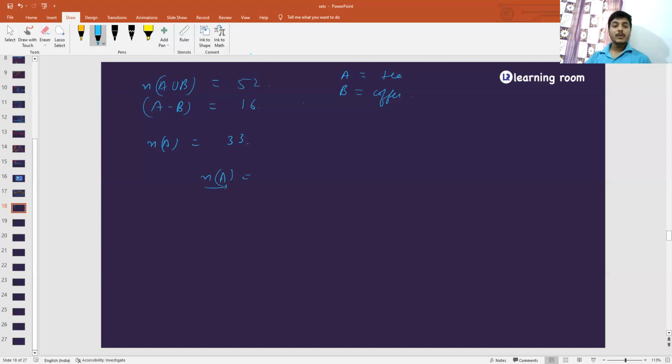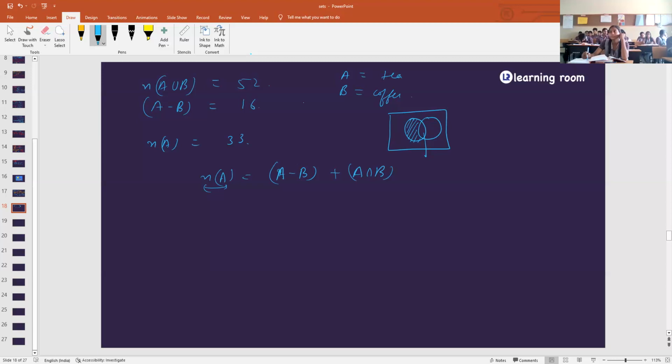Can I write total number of Na as A minus B plus A intersection B? If you see the diagram, this portion is A minus B. And if I add the common one, can I get all of this A? Yes, sir. Right? That's what I did. Na is A minus B plus A intersection B.